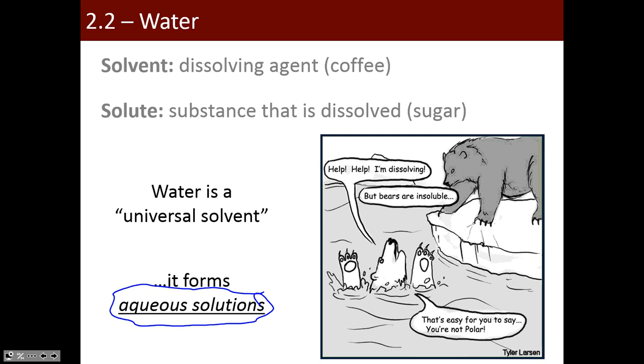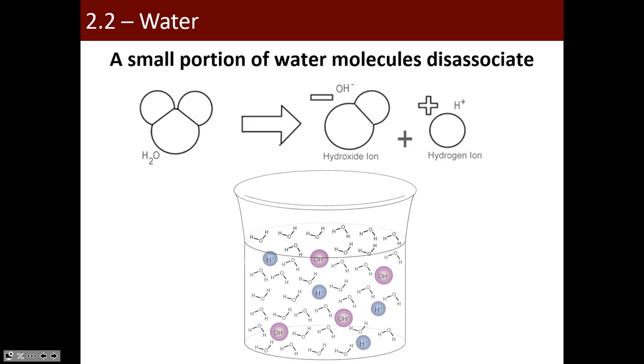Okay? And then I can't help myself. I love geeky little comics. And so I just think this is funny. The grizzly bear is on shore and the polar bear is in the ocean. Help, help, I'm dissolving. The grizzly says bears are insoluble. It's easy for you to say you're not polar. Right. I need like somebody to do the thumb chunk. All right.